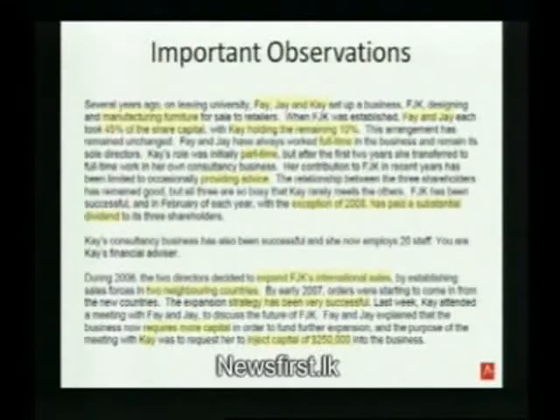FJK has been successful, and in February each year, with the exception of 2008, has paid a substantial dividend to its three shareholders. So except the last year, they paid good dividends. K's consultancy business has also been successful, and she now employs 20 staff. You are K's financial advisor.